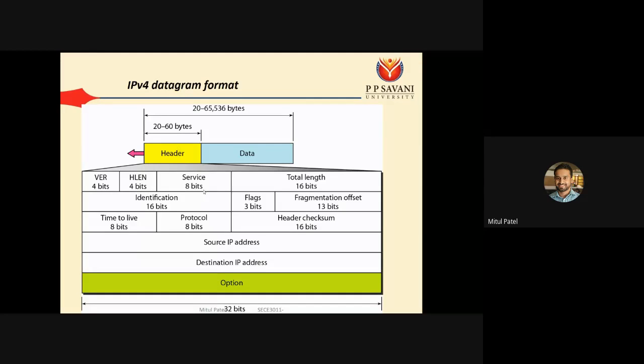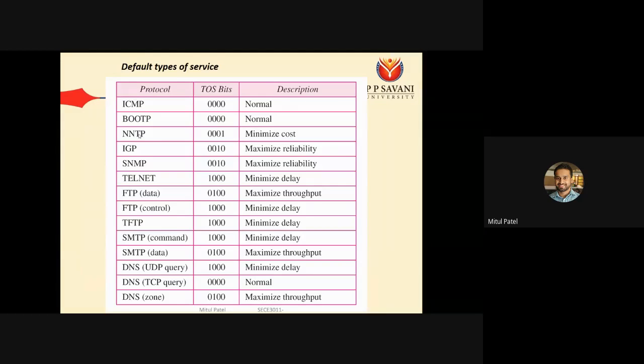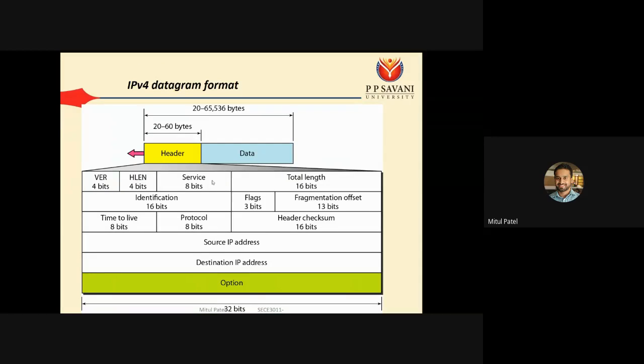Next 8 bits are reserved for the type of service. There are various types of service like ICMP, FTP, SMTP. So whichever service we use at the upper layer, using that we can set these 8 bits. We'll see this later when we discuss the various types of services in the application layer.